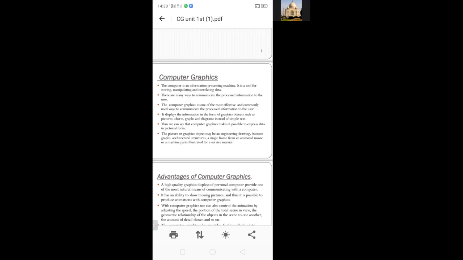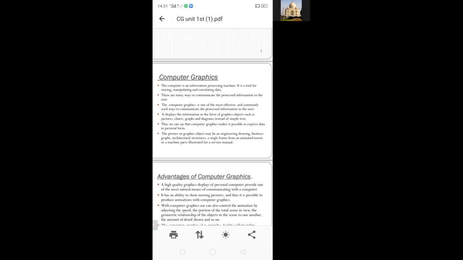It could be business graphs, it could be architectural structures, the structures or the prototypes which we are creating whenever we are creating a building, this building where we are sitting. So that is also having some structure. So that structure can also be considered as a part of computer graphics. Or we can say that it is the single frame form of animated movies.